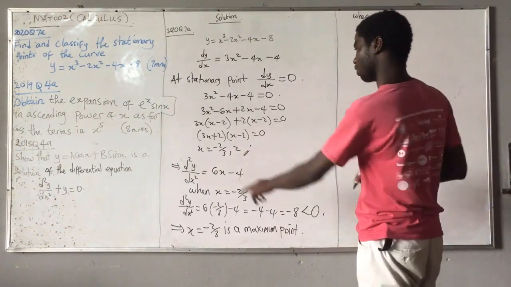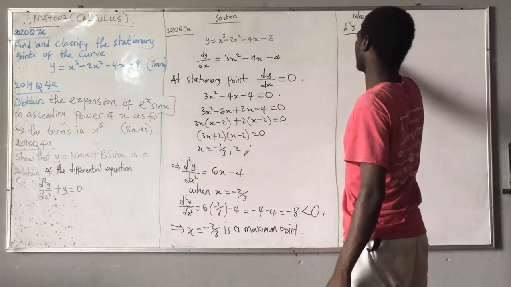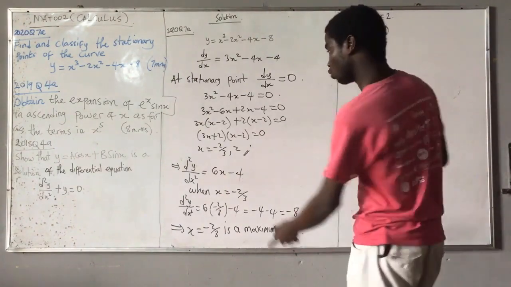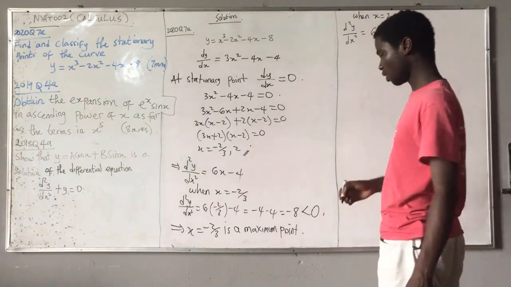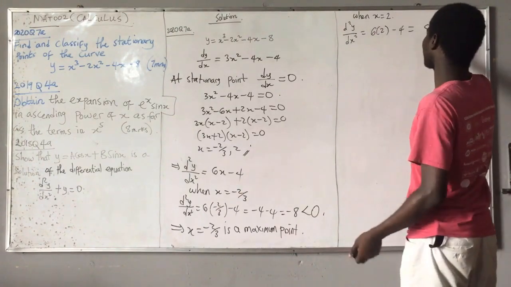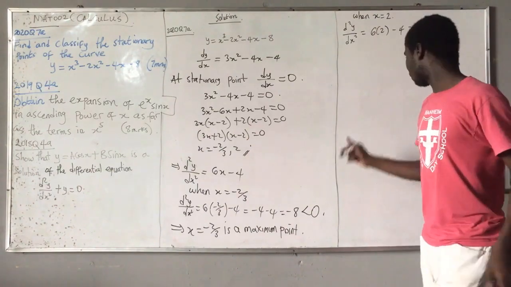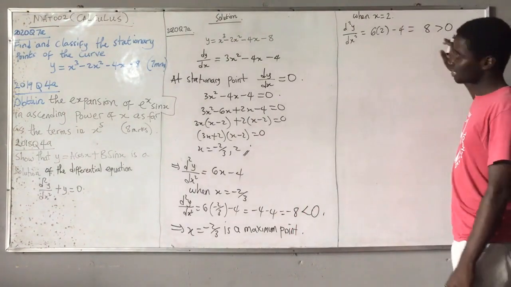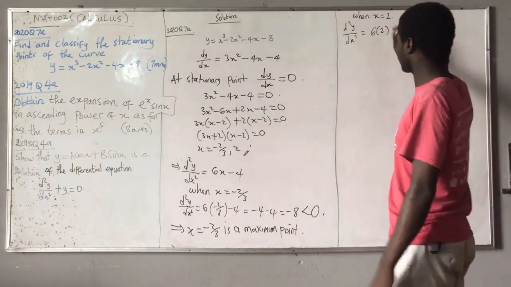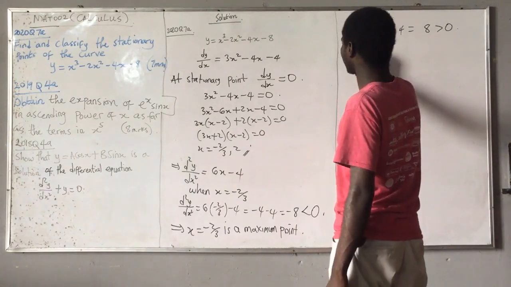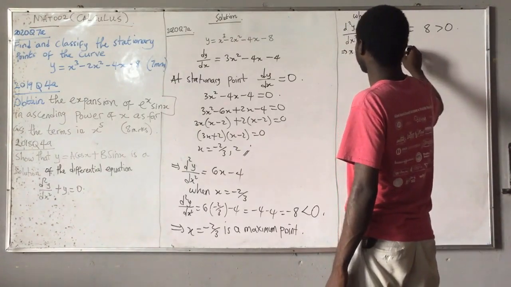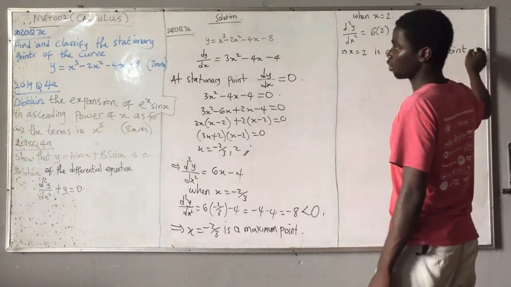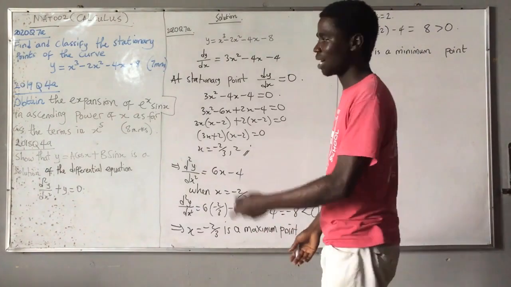When x is 2, what do you have? d²y over dx² equals 6 times 2 minus 4. 6 times 2 is 12, 12 minus 4 is 8. 8 is greater than 0. So from what I just rubbed off, when d²y over dx² is greater than 0, we have a minimum point. So it means that x equals 2 is a minimum point. So I've done classifying all those things, and I have my full 7 marks.